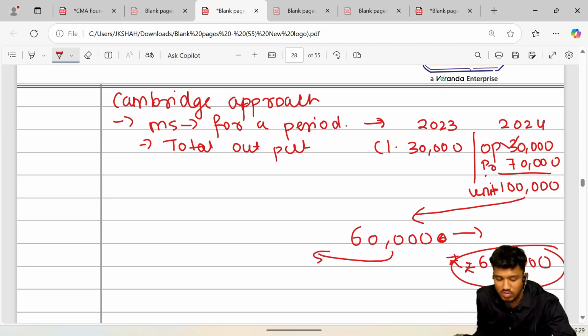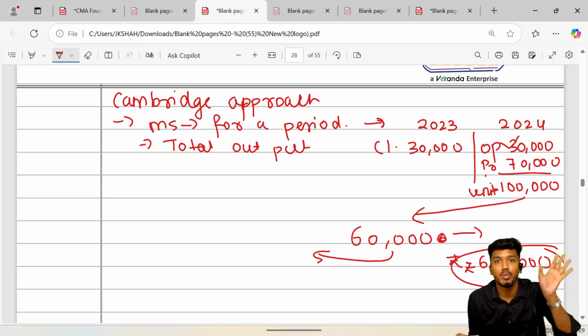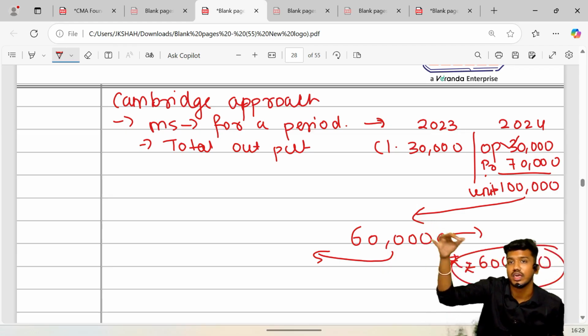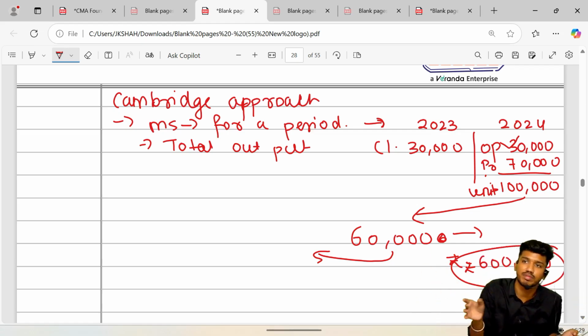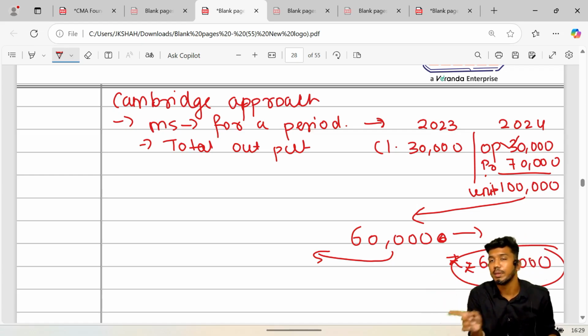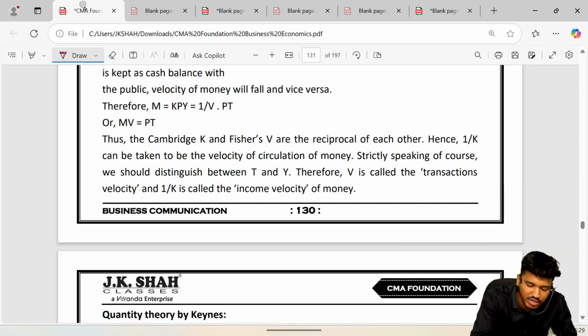That way it is. So here a bifurcation was made, whereas Irving Fisher does not make any bifurcation. He said all the transactions conducted in a given year, any transactions conducted will do. But here he made a bifurcation in total output, that is transactions: which are of the current year and which are of the previous year. The bifurcation was made by Cambridge, but was not made by the previous one, that is, our Irving Fisher's. That way it was.